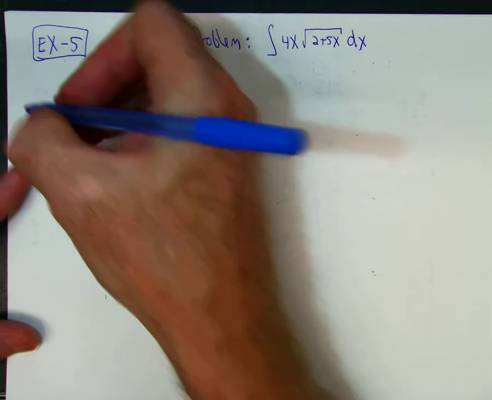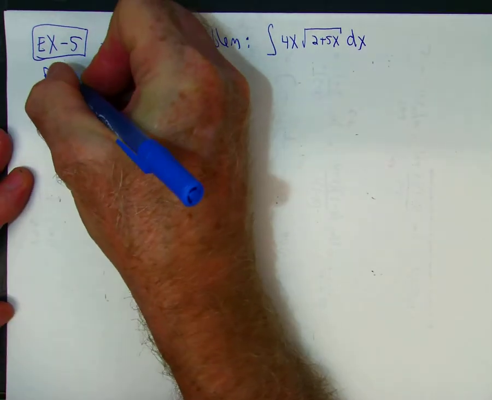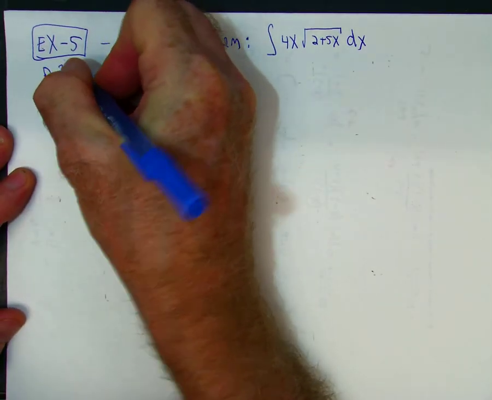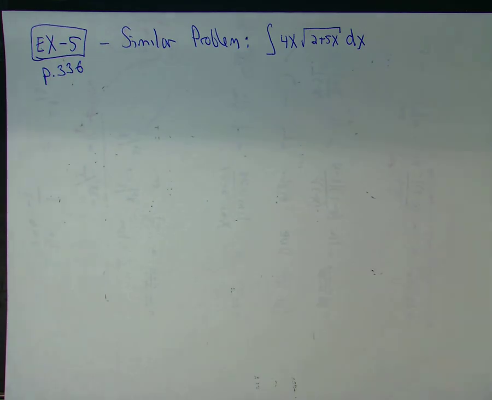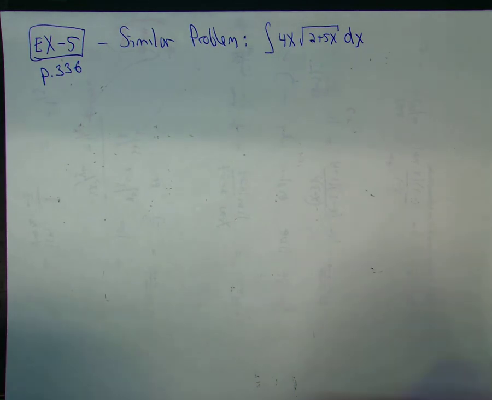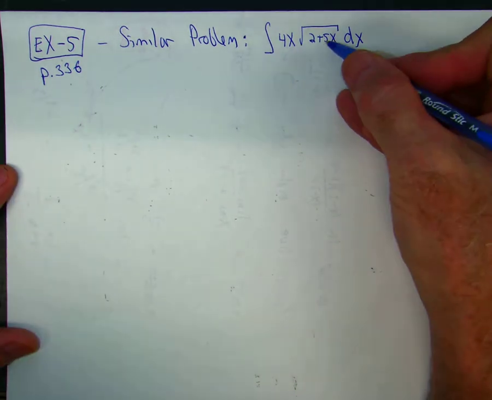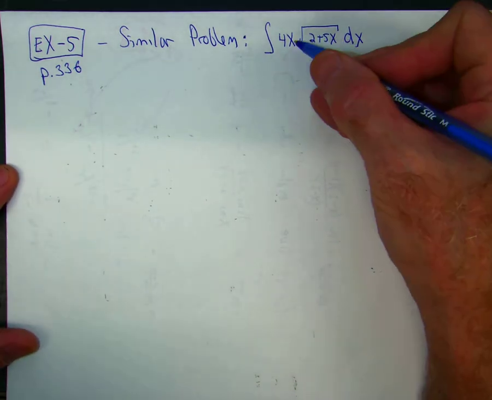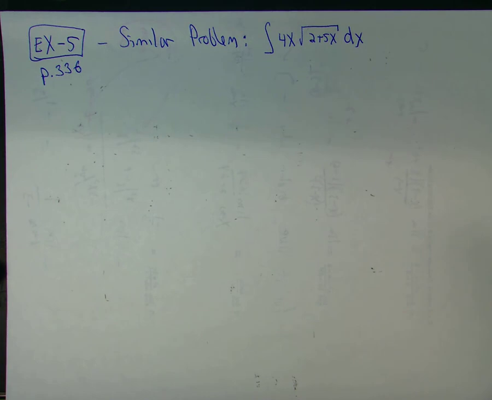So there's a problem from the book, example 5 on page 336. Now I'm going to do a similar problem. This is one of my favorite kinds of problems because it's a little twist on integration. One thing to notice is that whatever is in the radical, the power of x is the same as the power of x outside the radical. Now that's going to present a problem, but we're also going to find a way out of it.